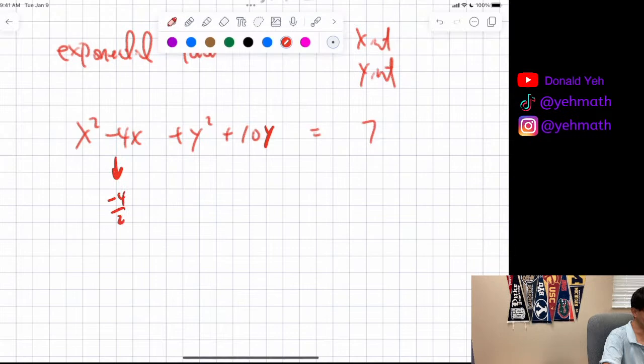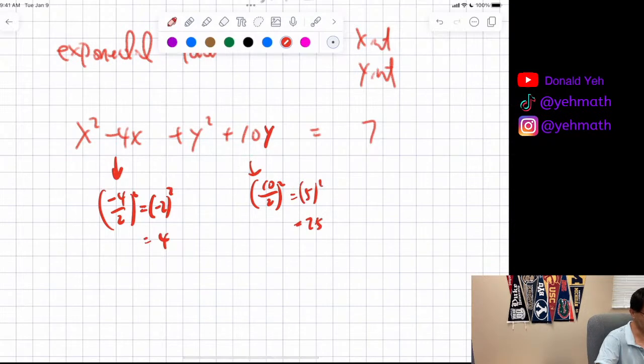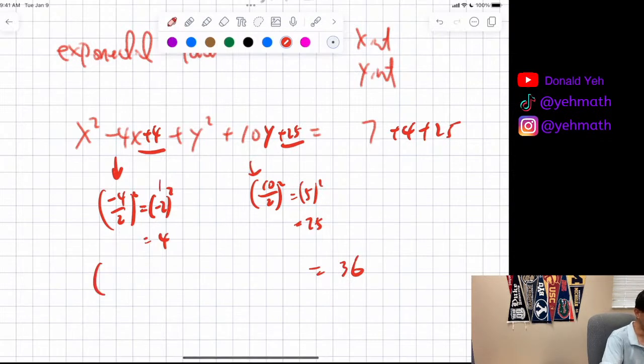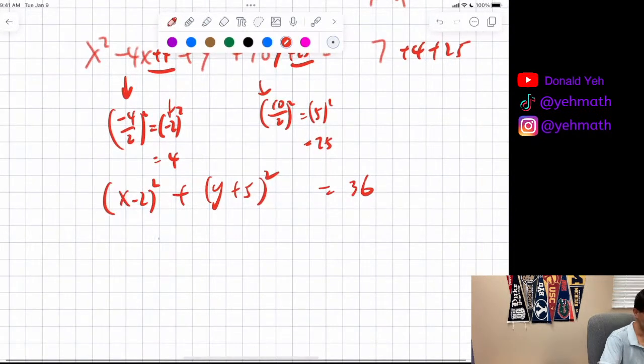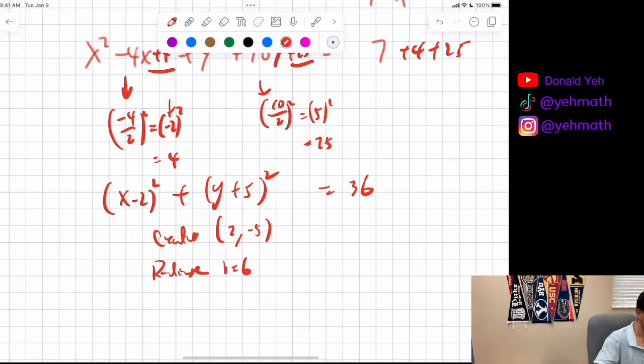Take the middle term, divide by 2, and square. So negative 2 squared equals 4. That's from here. Take the middle term, divide by 2, and square. So that's going to be 5 squared, which equals 25. So I'm going to add 4 and add 25 here, and add 4 and add 25 on the other side. So that's equal to 36. I don't get rid of this because I know that it's just a factor. So that is going to be y plus 5 squared. And guess what? The center is what? The opposite of the signs: 2, negative 5. The radius is going to be 6. Got it?